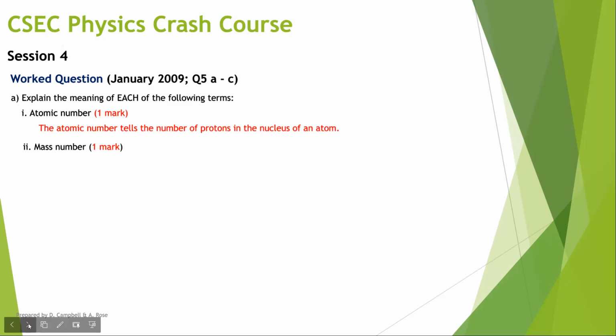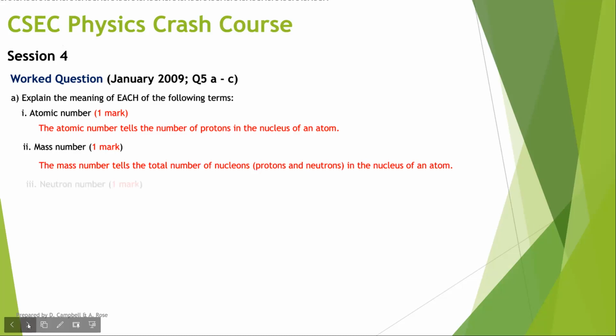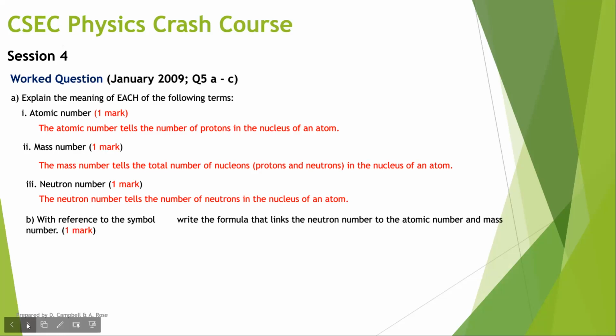The mass number, which is also known as the nucleon number, gives the sum of the number of protons plus the number of neutrons that are present in the nucleus. Thirdly, we are asked to explain what the neutron number is, and the neutron number is simply the number of neutrons that is present in the nucleus of an atom.